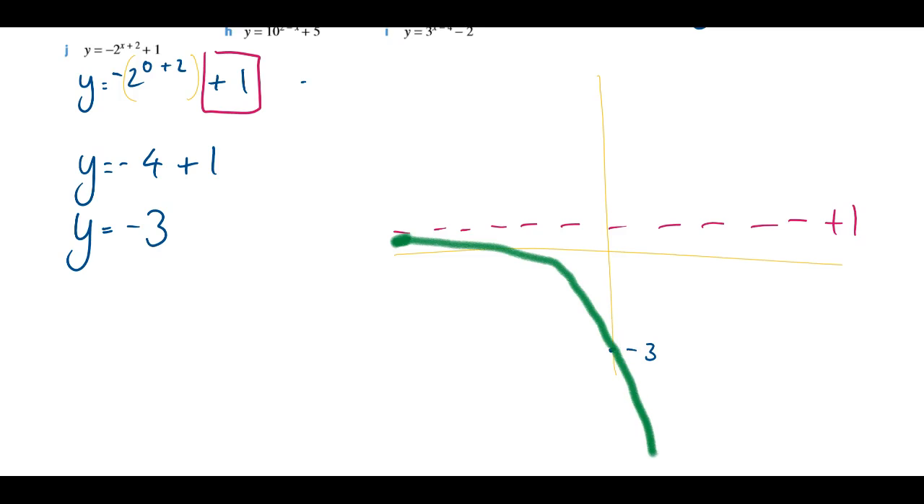So its domain is all x values, and its range is y is less than 1, because it can go close to 1, but it can't go over that red line. Okay, hopefully that took you through everything.